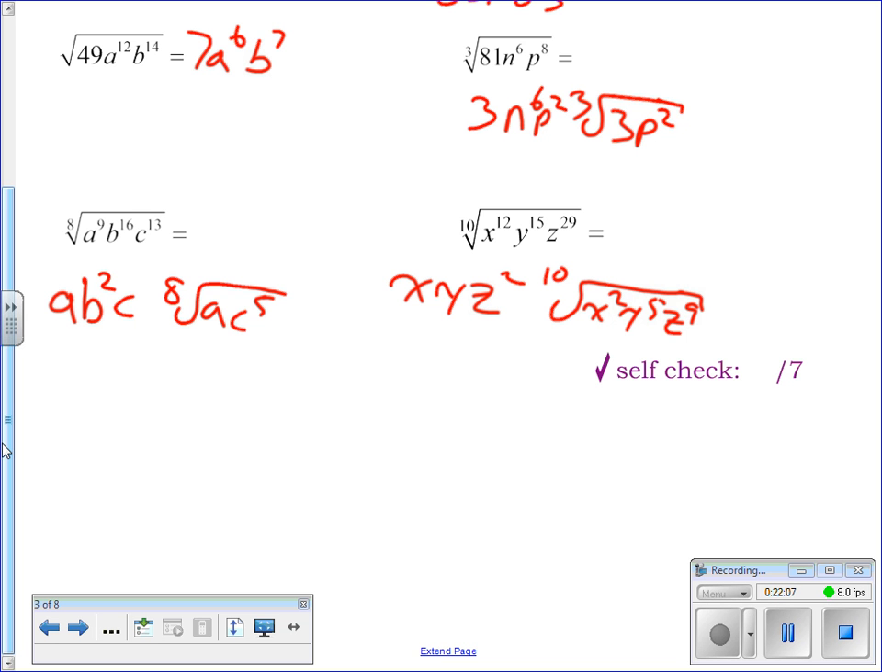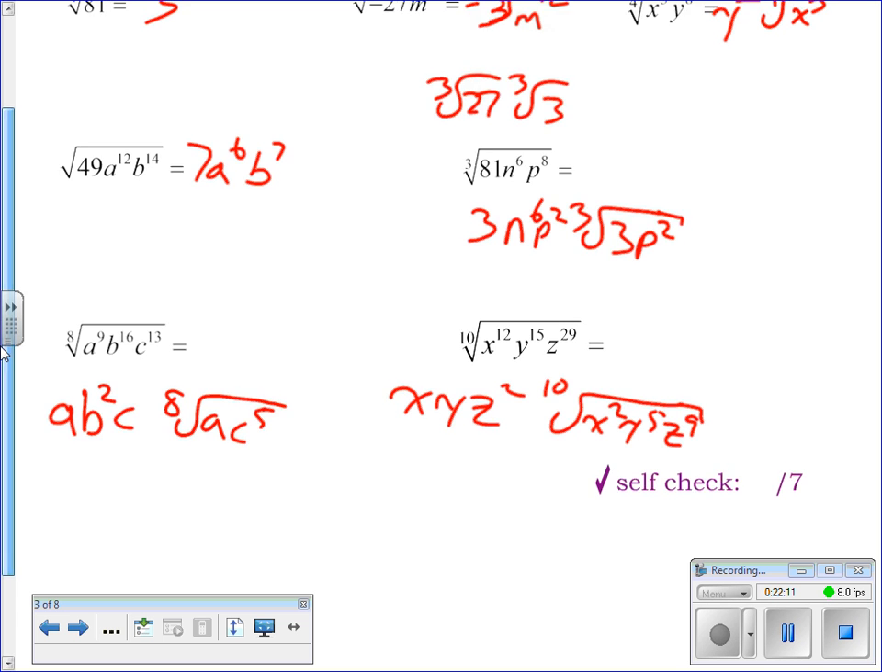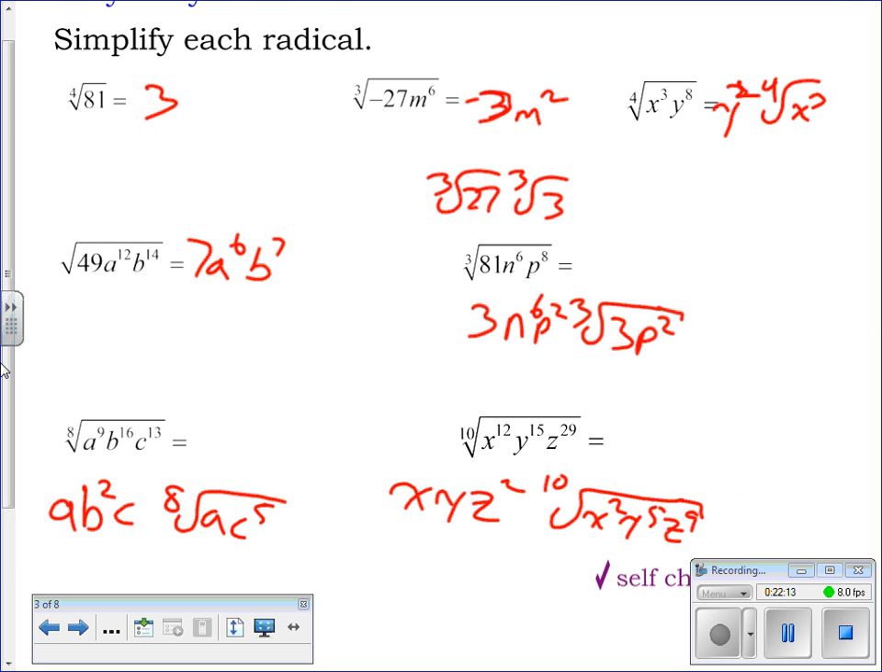Yes, sir. You can go back to the fourth one. So it's y to the 8th. I can pull out y squared because 8 divided by 4 is 2. And then I can't do anything with the x cubed, so I have the 4th root of x cubed still there. Yeah, it's a little shoved together. That's my bad.